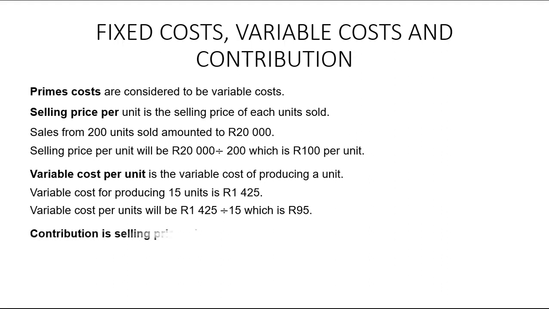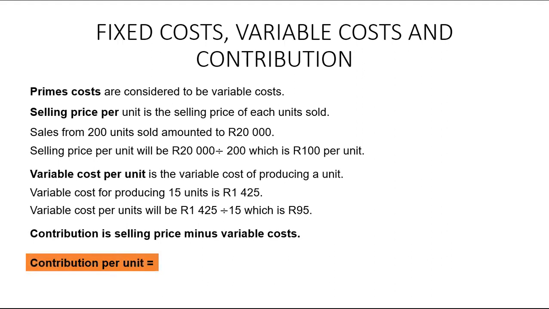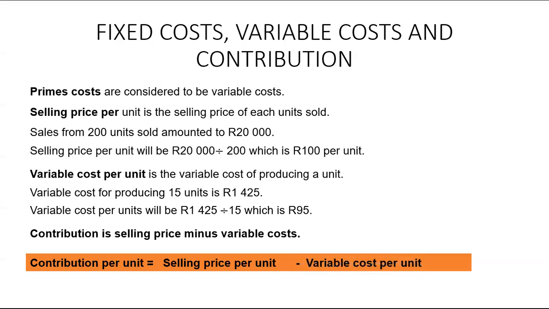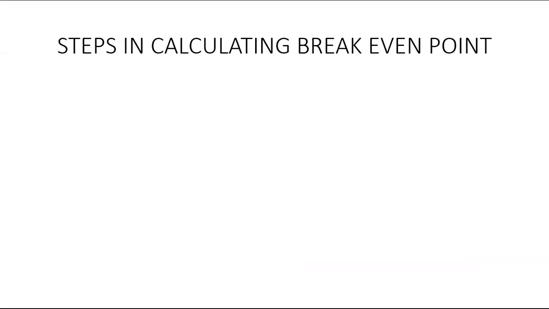Now, contribution is simply your selling price per unit minus your variable cost per unit. Okay. So if I want contribution per unit, I will just take my selling price per unit and then minus my variable cost per unit. That's how you get contribution per unit. That's it. Now, to calculate your break-even point, you just have to follow the following steps, right?